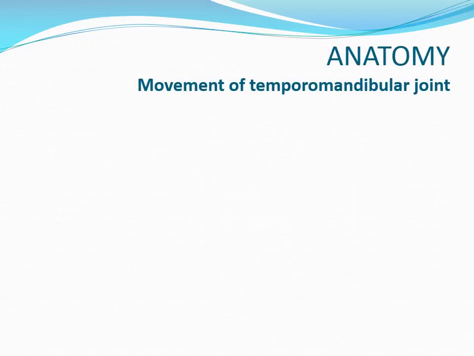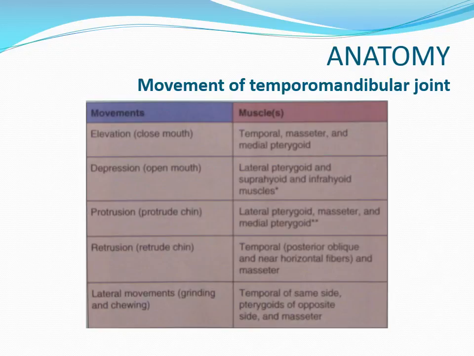The movement of the temporomandibular joint is carried out by muscles, and the muscles are attached to the angle of the mandible, the condyle, and the coronoid. They include muscles that help in elevating the jaw, the muscles that help in depressing, protruding, retruding, and also in lateral movement.